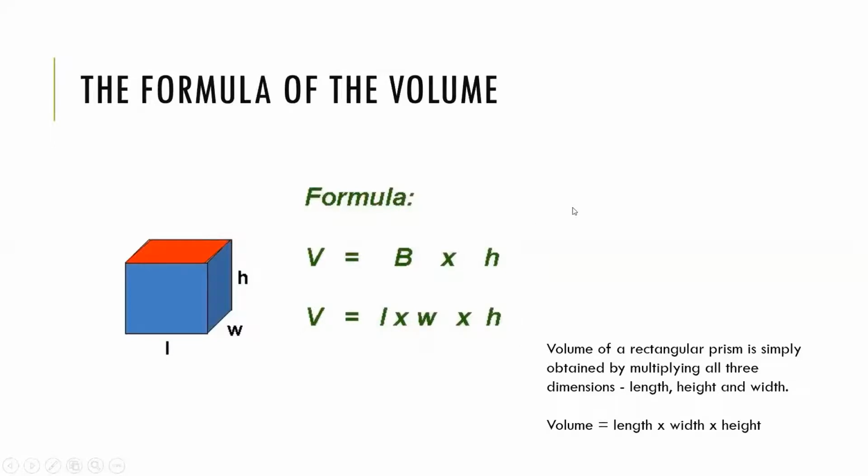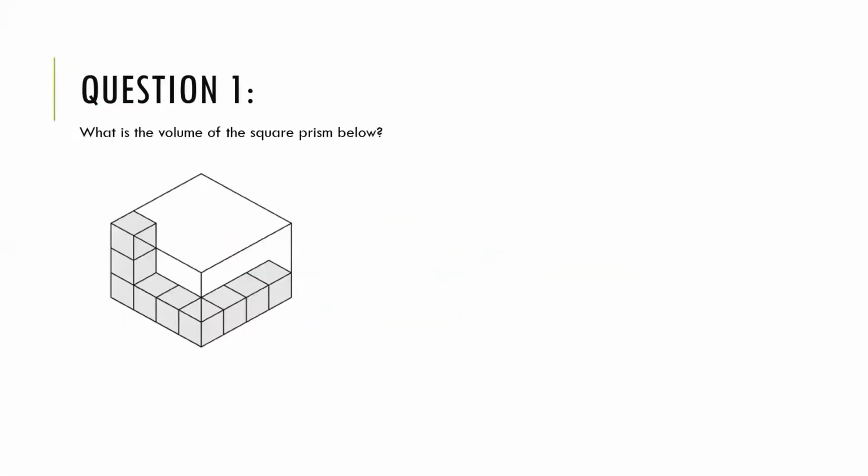Let's solve some questions. Question 1: What is the volume of the square prism below? We should look at the base area. First is 1, 2, 3, 4. 4 is the length, and the width is 1, 2, 3, 4. And on the base we have 4 multiplied by 4, which is 16 unit cubes.